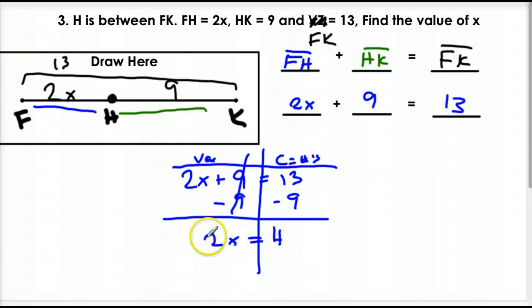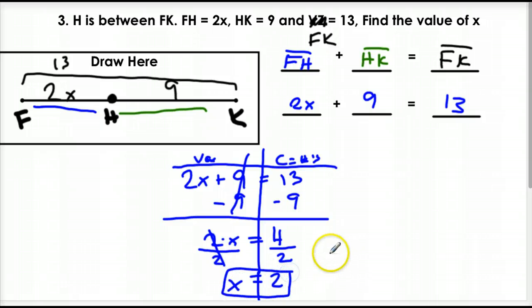But I'm not done, I've got this 2 here. You don't just subtract 2. That's not what's going to happen. This means 2 times x. To move this number onto the number side, I need the opposite operation of multiplication, which is division. So we're going to divide both sides by 2. That goes away, and I get x by itself equals 4 divided by 2, which is 2. And that is how you solve it.